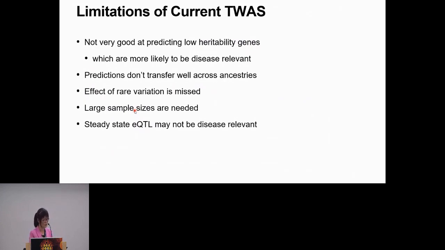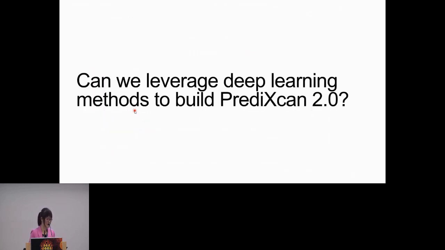Also, we know that predictions don't transfer well across ancestries. We have problems with rare variation because this is population-based. You need many people, but if a variant is rare, you don't see it, so you cannot really predict it. That means we need very large sample sizes, and the steady state of bulk eQTLs or expression levels may not be disease relevant, right? That's the general consensus that is building. So we asked the question, can we leverage all these advances in deep learning methods to build our PredictScan 2.0, like the new generation?